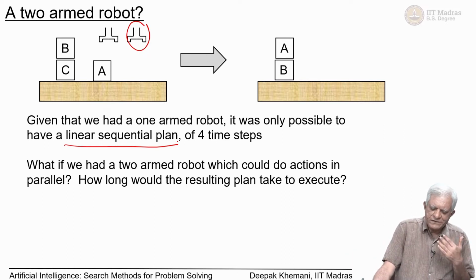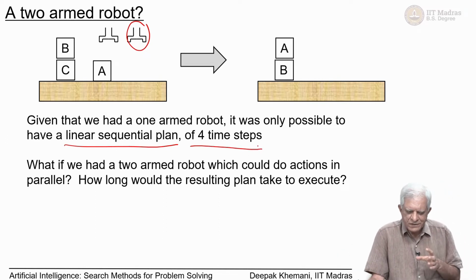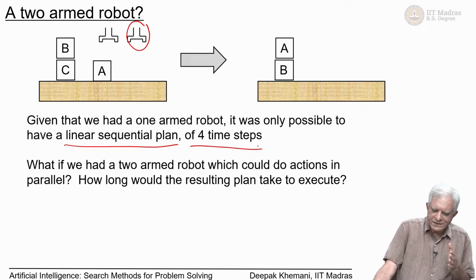We are simply counting how many time steps you need to accomplish the plan. So, just look at this problem again, and now imagine that there is a 2 armed robot. It is like a robot with 2 hands, for example. Can it do faster than 4 time steps? So, what are the 4 time steps in the single armed robot? You unstack B from C, that is the first action. The second action, put down B on the table. The third action is pick up A from the table, and the fourth action is stack A onto B, and it needed 4 time steps because there is only one arm.